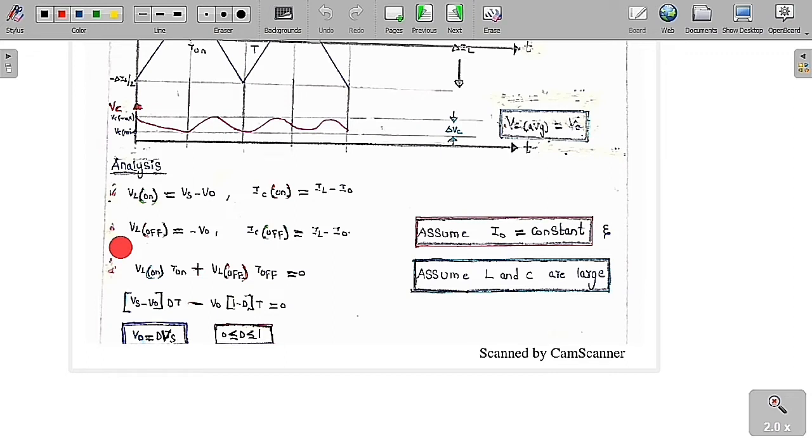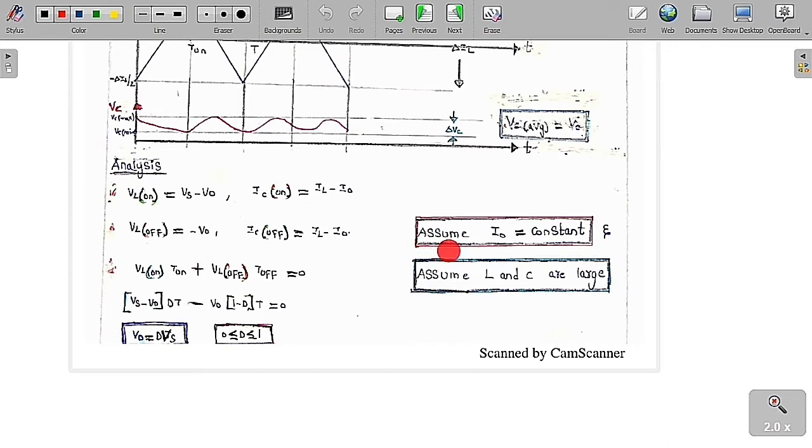Whenever the switch is off, VL off and V0 are in opposite polarity, so VL off is equal to minus V0. You can get this from the circuit diagram. IC off is again equal to IL minus I naught.